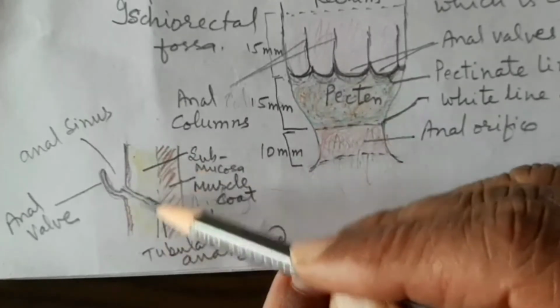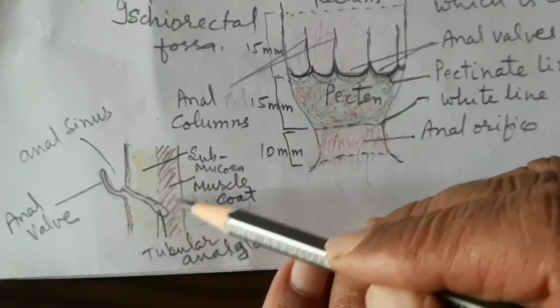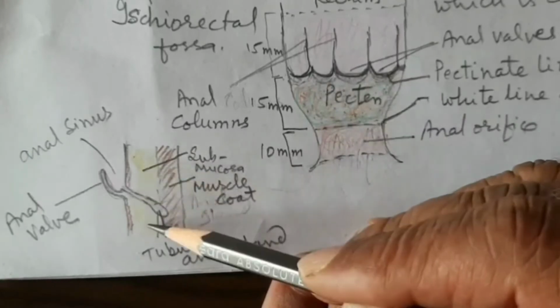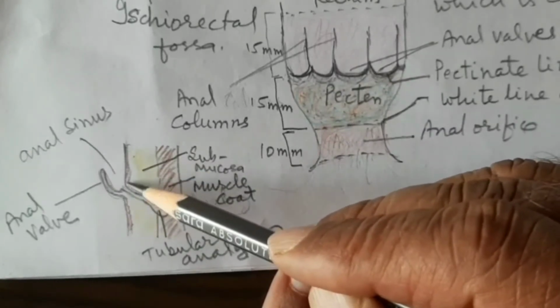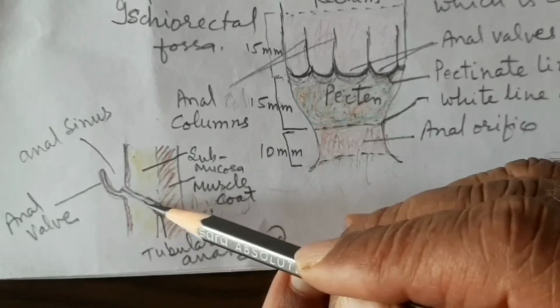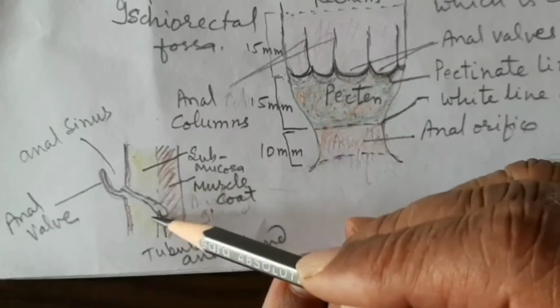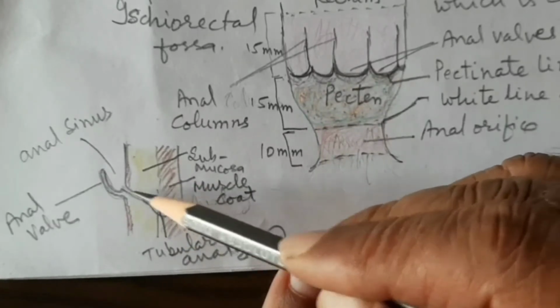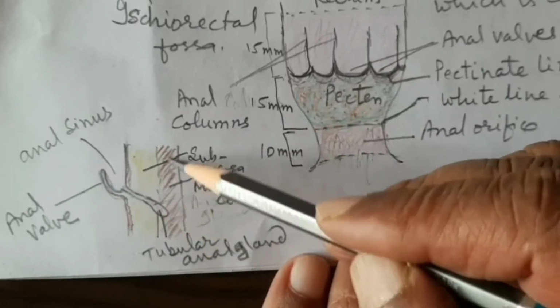And here is the submucosa. This is the mucosa which has folded to form the anal valve, and beneath the mucosa, this epithelial lining, there is the submucosa, loose connective tissue. In the bottom of this anal sinus, there is an opening of a gland with a duct. It is either present in the submucosa or this gland may extend, these are the tubular glands, may extend into or be embedded into the muscle coat.